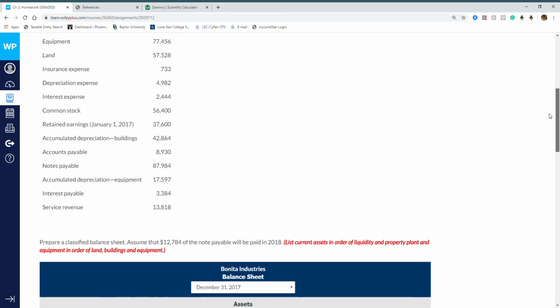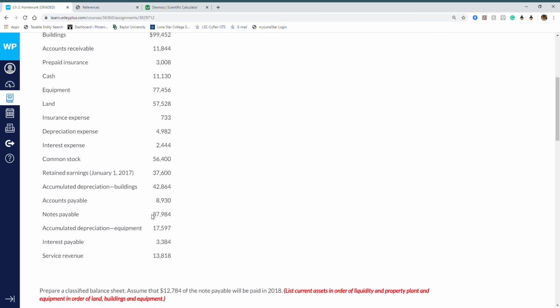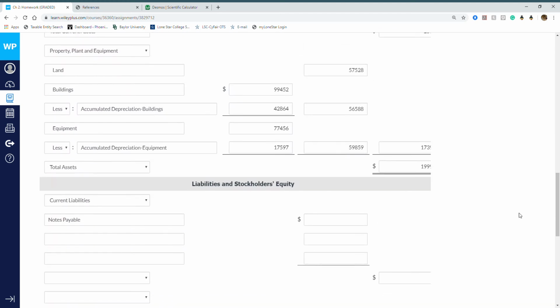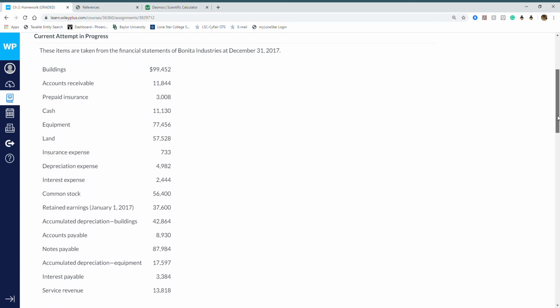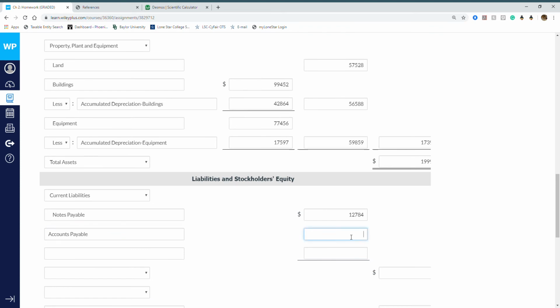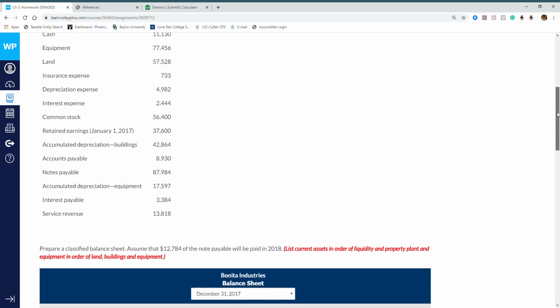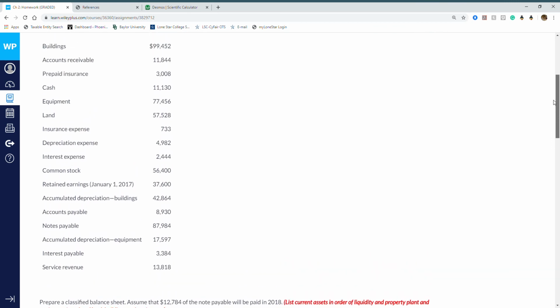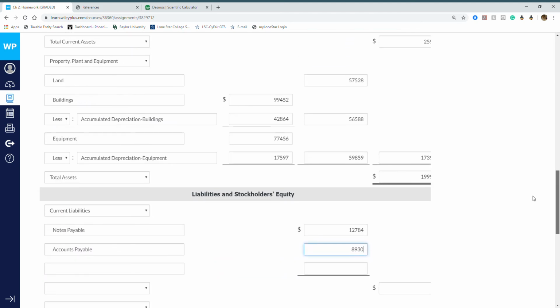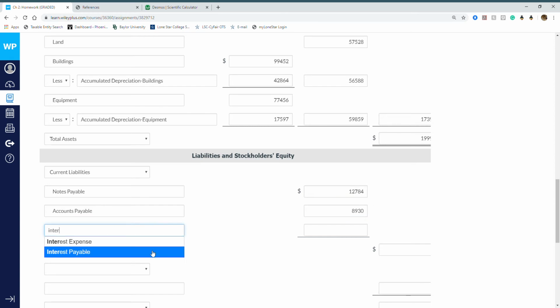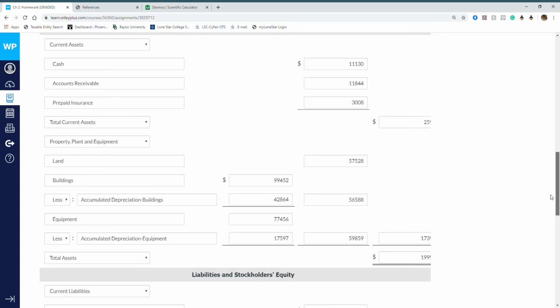Okay, so for this problem, we do have notes payable, and it already tells us right here, see right before the red? Assume that $12,784 of the notes payable will be paid in 2018. So that is my current number. Okay. And we'll have accounts payable, which is $8,930. And then we'll have interest payable. Should be next. There it is, interest payable. Okay, and interest payable was $3,384.